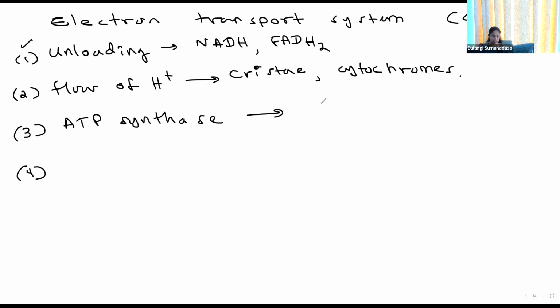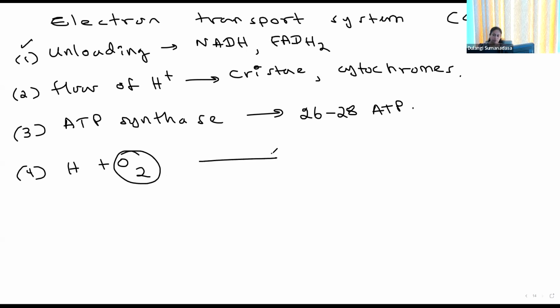Which will create ATP, give the ATP numbers. It's very, very important. Write down the ATP numbers, 26 to 28 ATP. This is the maximum so far. And the remaining hydrogen will join with oxygen, the atmospheric oxygen that we breathe in. The final product is water.